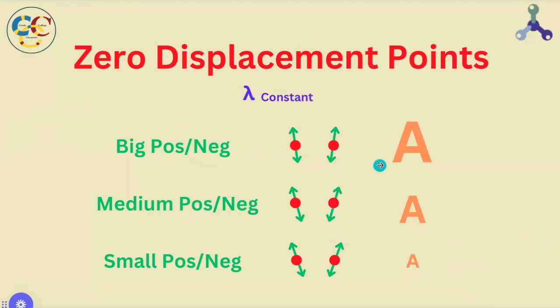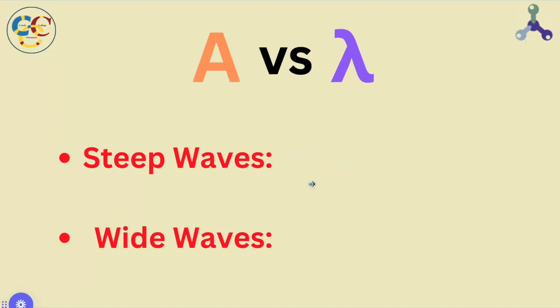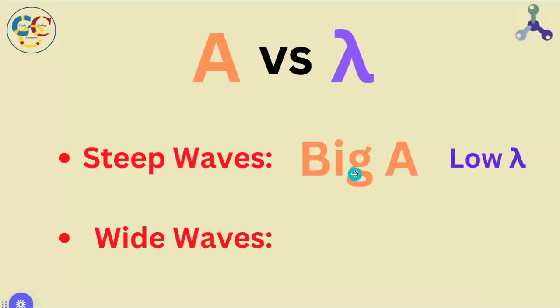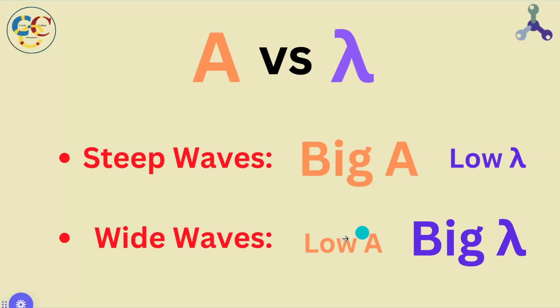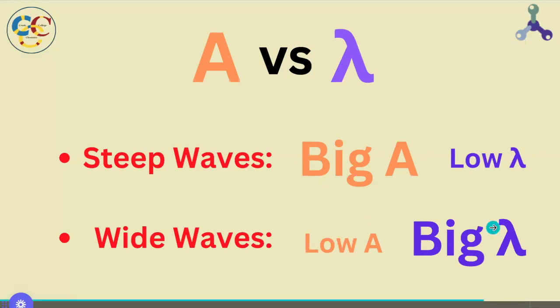Notice how this effect is exactly the opposite compared to when it was amplitude being manipulated and wavelength being held constant. So to summarize the effect both amplitude and wavelength have on a wave, it's strictly on the shape of that wave. Steep waves are favored if we have a large amplitude and a small wavelength, whereas wide waves are favored with a small amplitude and a large wavelength.